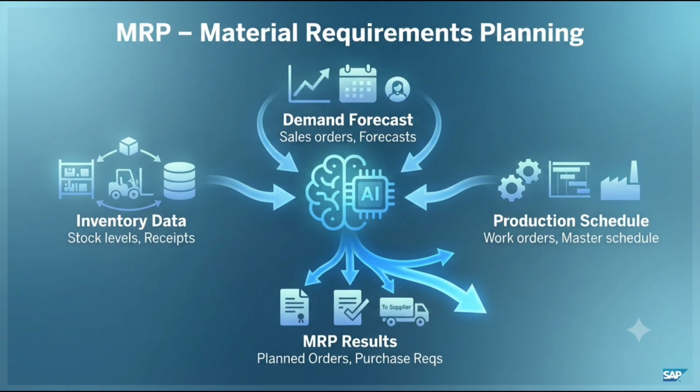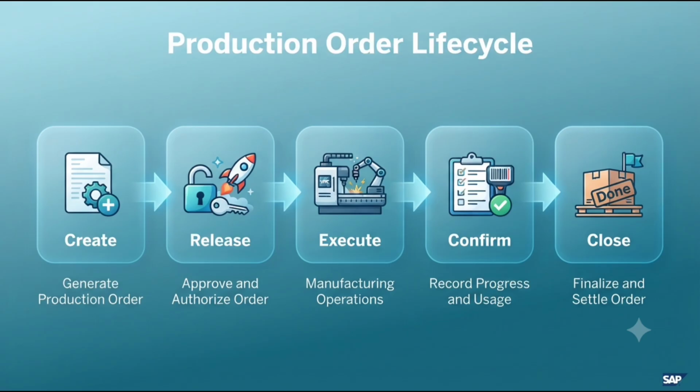In simple terms, MRP answers three key questions: What do we need? How much do we need? And when do we need it? This makes MRP the heart of efficient production planning.